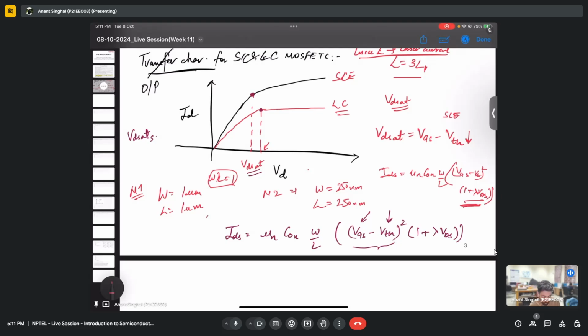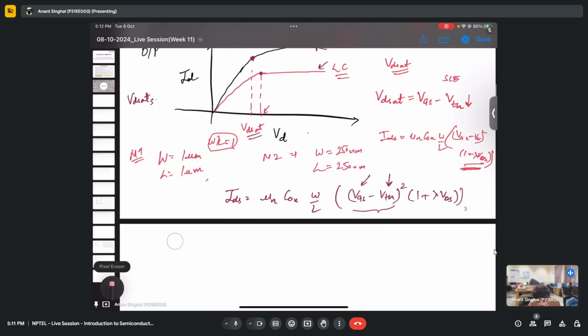So for a short channel MOSFET, what will happen is we will achieve this critical field earlier. That is true because we have a short channel MOSFET. So this will be achieved earlier, because the velocity saturation will take place for the case of the short channel MOSFET, but it will not take place for the case of long channel.